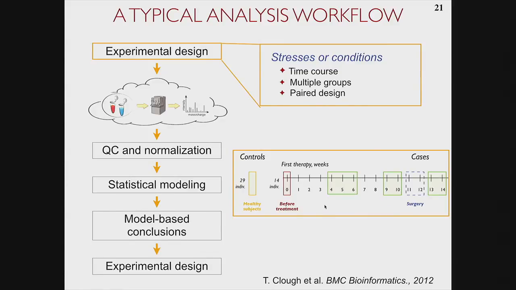So here's another example, which we had in collaboration with Indiana University School of Medicine, where this was a study of osteosarcoma. It's a childhood cancer. And in this study, the researchers had plasma samples from controls at one time point, but for disease subjects, they actually had samples before treatment, at some point during chemotherapy, at some point after surgery, and also at the very end, when they were in remission.